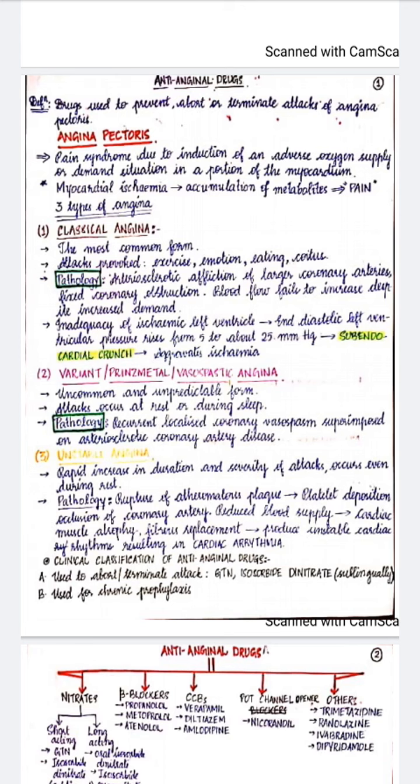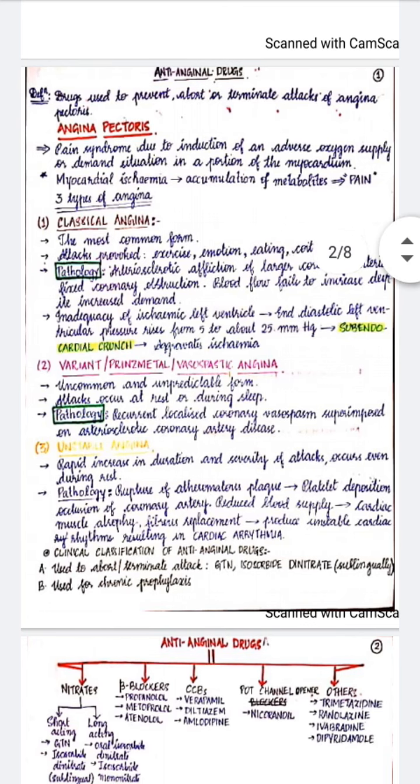The third type is unstable angina. There is rapid increase in the frequency and severity of the attacks. The attacks occur even during rest and sleep. The pathology is rupture of an atheromatous plaque which results in platelet deposition, occludes the coronary artery, reduces the blood supply, results in cardiac muscle atrophy and hence there is fibrous replacement which further results in cardiac arrhythmias.